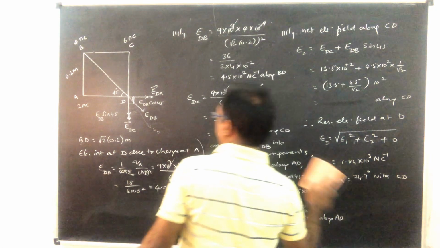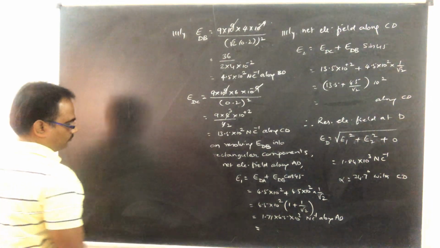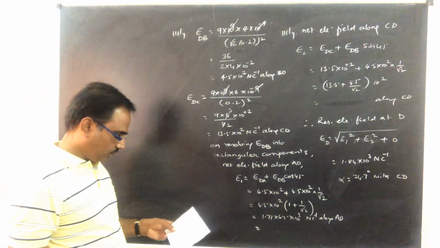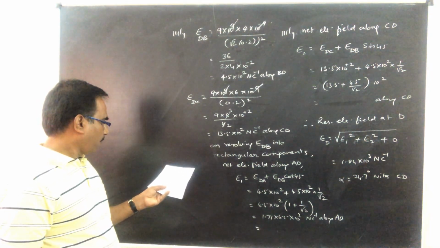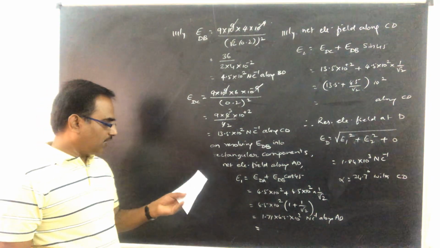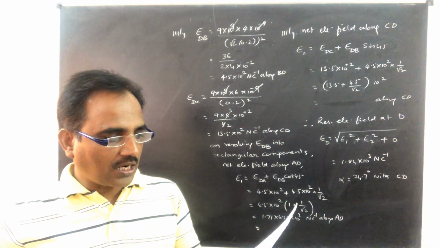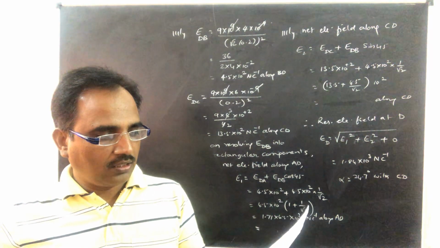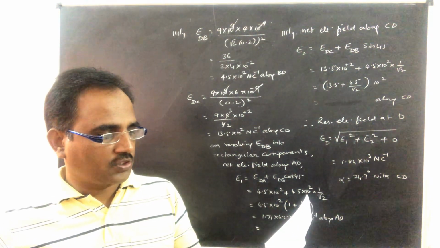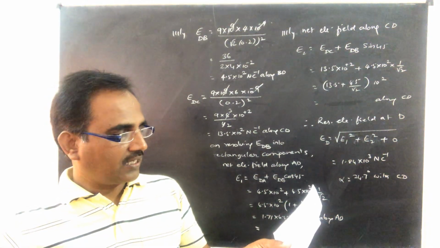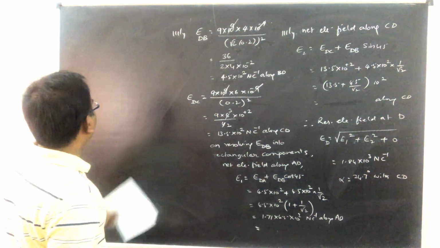I'll take another simple problem. Two charges 10 microcoulomb and 20 microcoulomb are placed at the corners of hypotenuse BC of a right angle triangle ABC. Sides AB is equal to 3 cm and AC 4 cm. Calculate the resultant electric field at the corner A. According to the statement given here, if I draw a diagram, it will be like this.